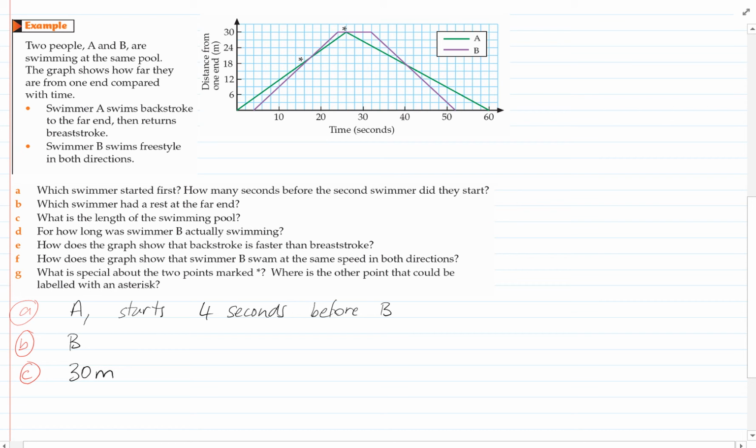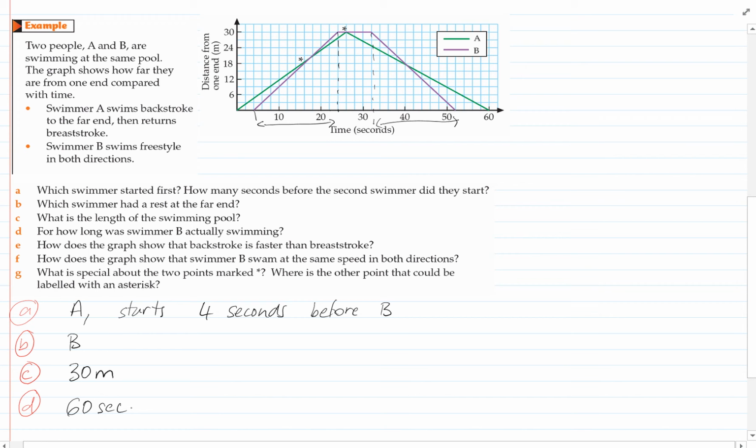For question D, how long was swimmer B actually swimming? So the swimming part goes from here to here, and then they're not swimming while they take their rest, and so the next bit goes from here to here. And so if I count up the squares, that's 30 seconds for the first swim, and then that's 30 seconds for the next. So they actually spend 30 plus 30, which is 60 seconds in total swimming.